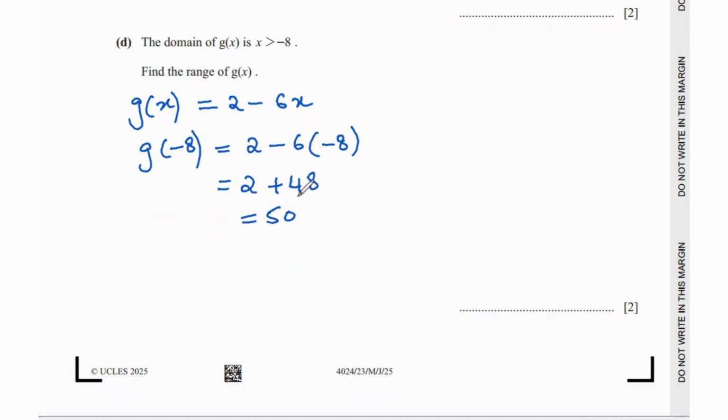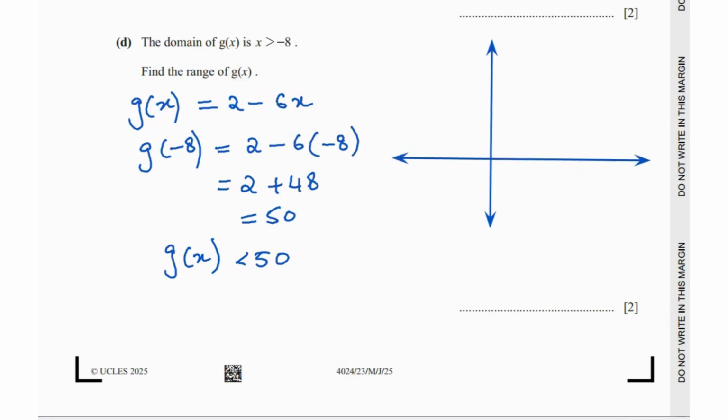So if x is greater than negative 8, g of x is going to be less than 50. Why is it less than 50? Because if we draw a rough sketch of this linear function, the y-intercept is 2, and you can see that the slope is negative. If the slope is negative, that means this is what the graph is going to look like.